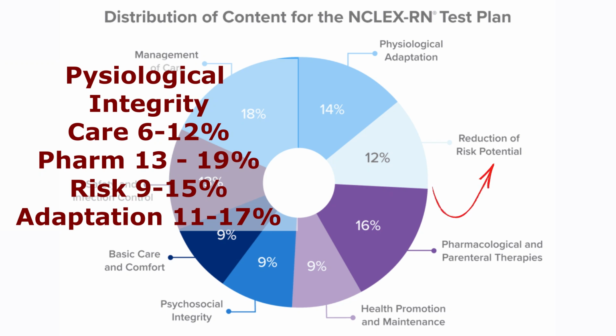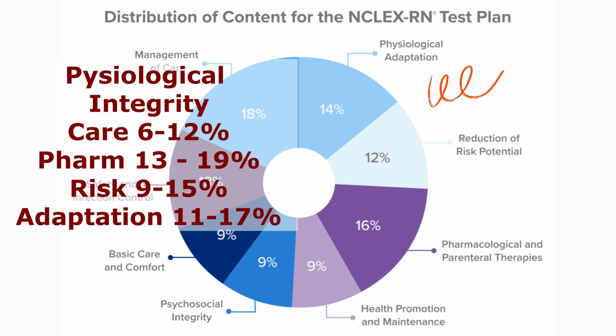The whole idea behind reduction of risk potential is for them not to get sick, to reduce those high risk factors. So this is why there's so much that encompasses this area of the NCLEX. And the last area in this category is the actual physiological adaptation. This assesses your ability to care for your clients experiencing physiological changes related to acute and chronic illnesses.